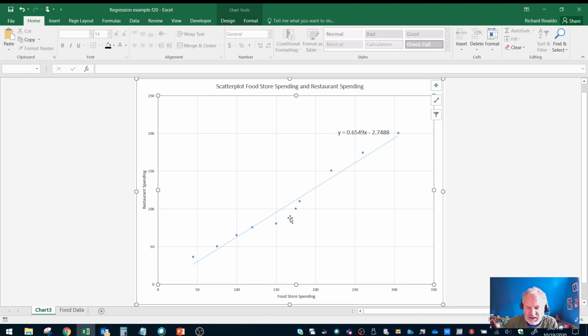Slope is 0.655. And the y-intercept is minus 2.7488. There we go. And that is how we calculate the regression line.